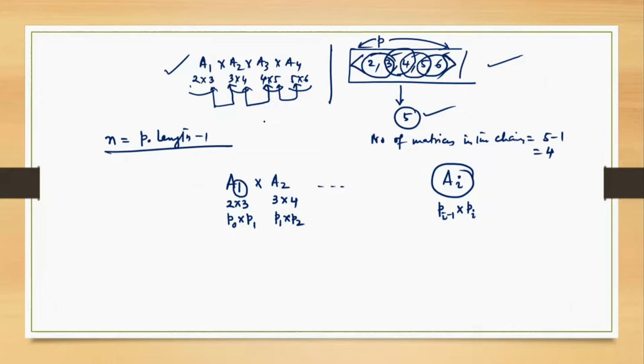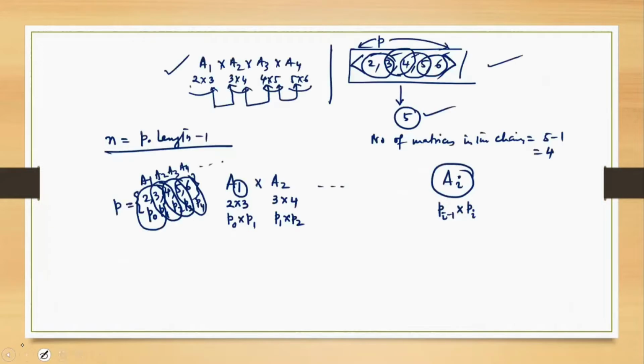So here it is very clear now that P holds all the dimensions in such a way that here it is 2, that is 3, that is 4, that is 5, that is 6, as per the example. So it is P0, P1, P2, P3, and P4. P0 into P1 is for A1, P1 into P2 is for A2, P2 into P3 is for A3, and P3 into P4 is for A4. In this way, you can construct P, which is holding the dimension sequence.